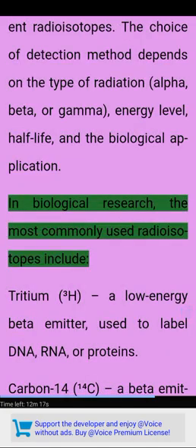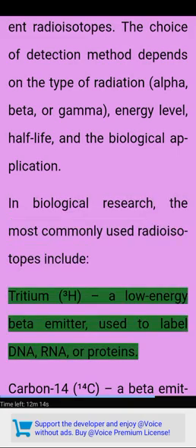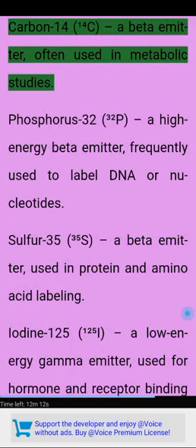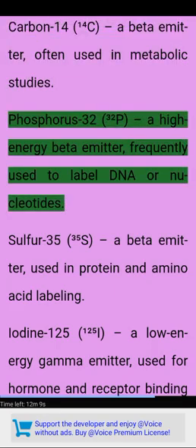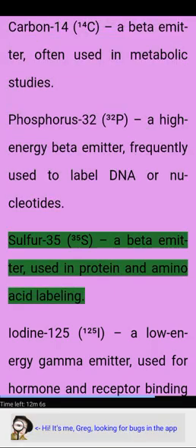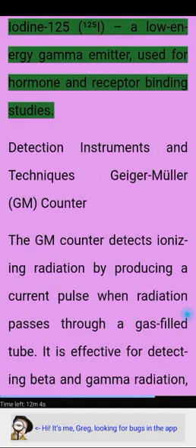and the biological application. In biological research, the most commonly used radioisotopes include tritium (3H), a low energy beta emitter, used to label DNA, RNA, or proteins. Carbon-14 (14C), a beta emitter, often used in metabolic studies. Phosphorus-32 (32P), a high energy beta emitter, frequently used to label DNA or nucleotides. Sulfur-35 (35S), a beta emitter, used in protein and amino acid labeling.